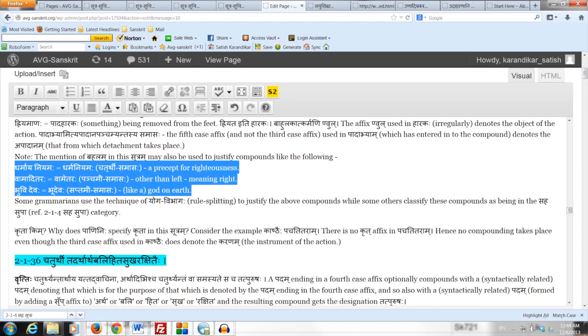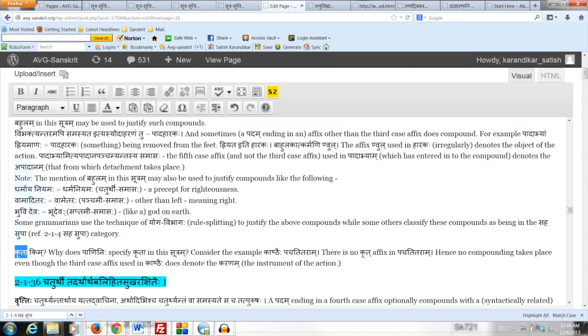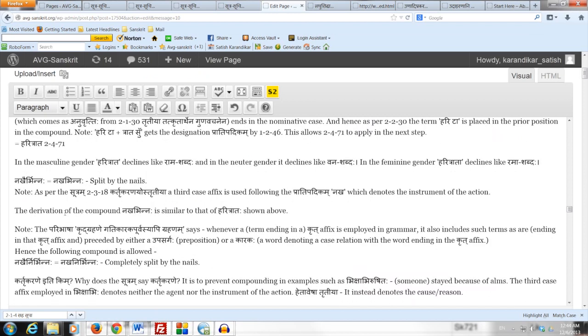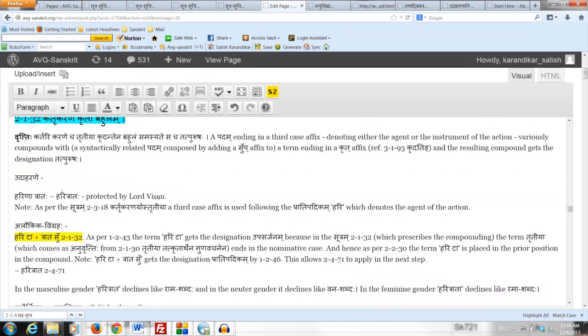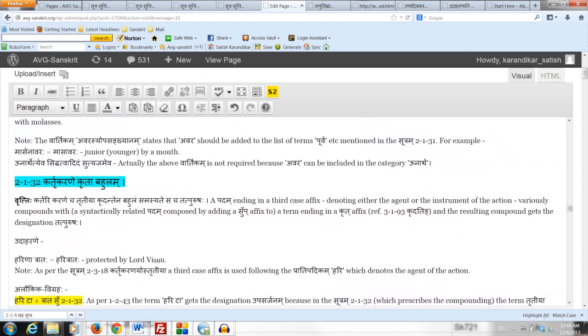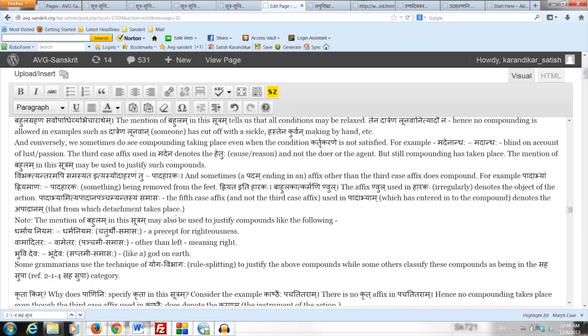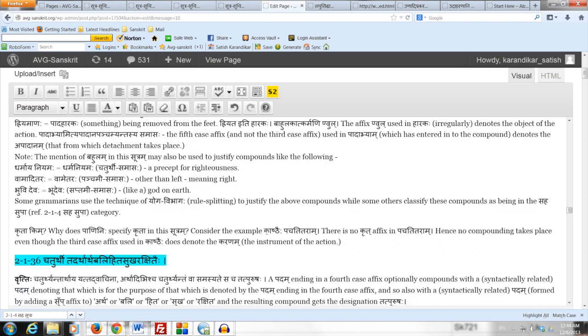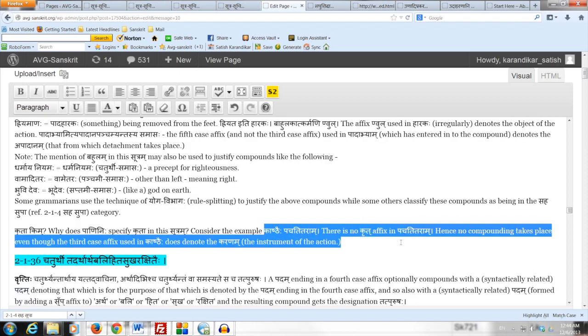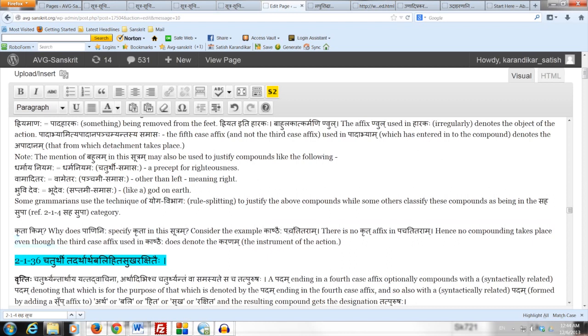Okay, now the final note here says that why does the Sutram 2132 say Krita? Krita iti kim? Why does Panini specify Krita in this Sutram? Consider the example Kashtaihi Pachati-taram. There is no Krit affix in Pachati-taram. Hence no compounding takes place, even though the third case affix used in Kashtaihi does denote the Karanam, the instrument of the action. But since there is no Krit affix in Pachati-taram, the Sutram 2132 cannot apply because Panini says Krita.